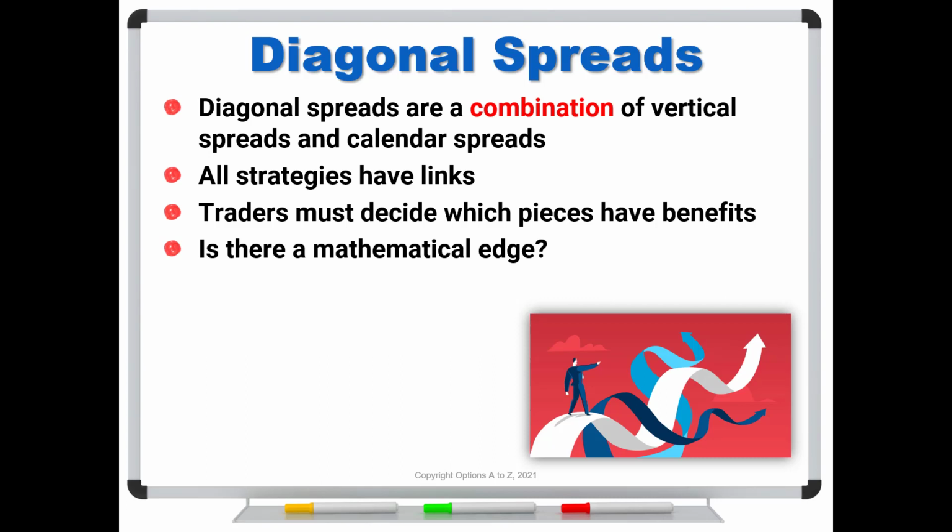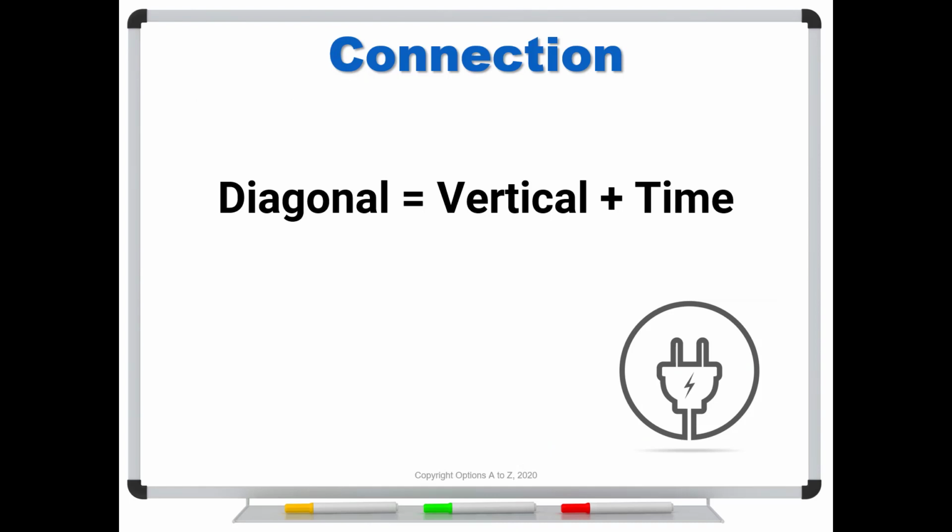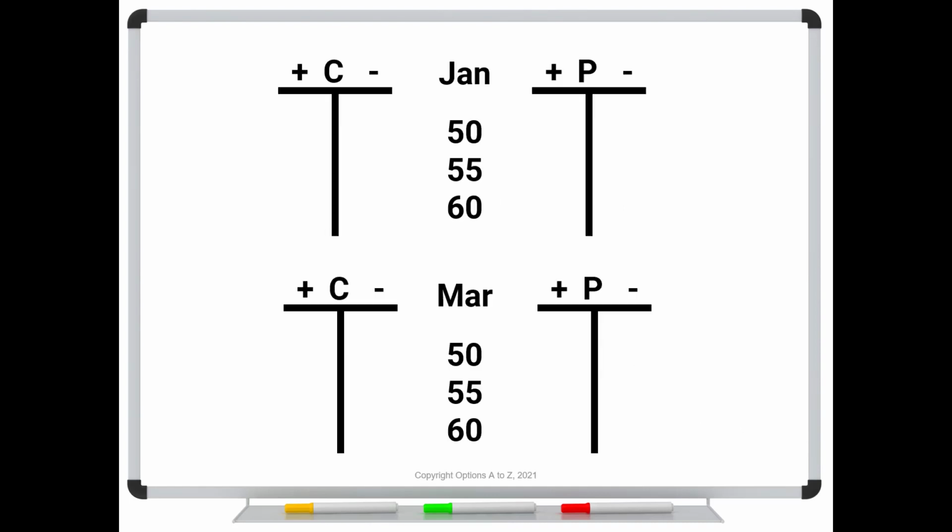So as I talked about in a previous video called Spread Connections, Diagonals, Verticals, and Time, recall the connection. A diagonal spread equals a vertical spread plus a time spread. You could think of that as a synthetic way of creating it. They're just two different ways of approaching it or of looking at it. So let's say that we have a diagonal spread that we're considering. Maybe we want to buy the March 50 and we therefore sell maybe the January 55. We have different expirations and different strikes.